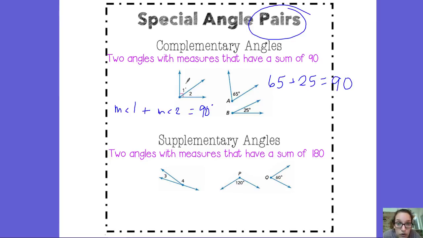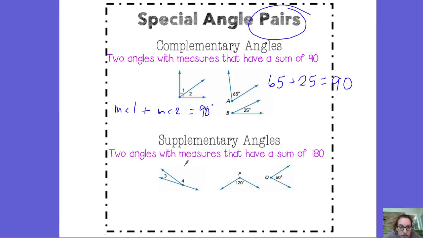So we can say angle 1 and angle 2 are complementary because they add up to 90 degrees. Angle A and angle B are complementary because they add up to 90 degrees. Their measures add up to 90 degrees. Supplementary angles are two angles with measures that have a sum of 180. So complementary is 90. Supplementary is 180.